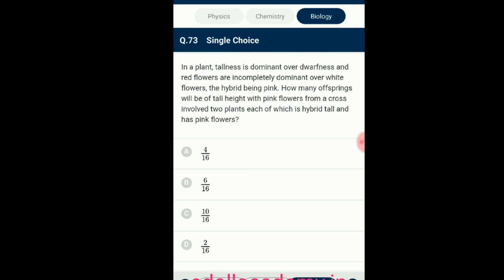The proportion of capital T capital T, capital R small r is 2 by 16, whereas the proportion of capital T small t, capital R small r is 4 by 16, which amounts to a total of 6 by 16. So the answer for this question is option B, 6 by 16.